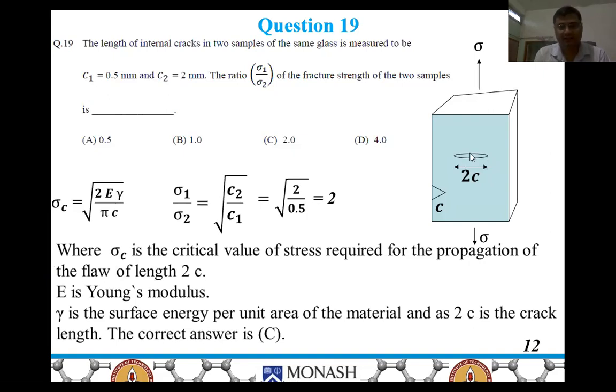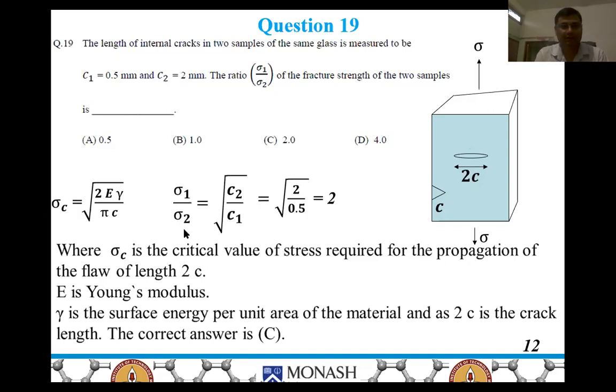If it is an internal crack inside the glass, then the crack size 2c is the length of this oval structure, and if it is at the surface, then the crack size is c. So when it is internal, we have to take the size of the flaw divided by 2 for calculating c.